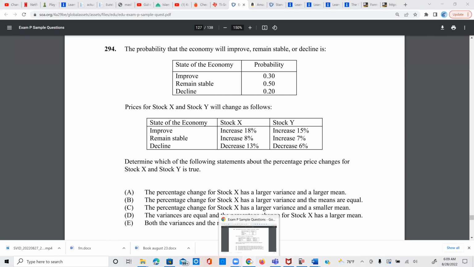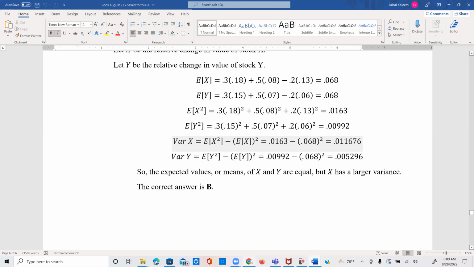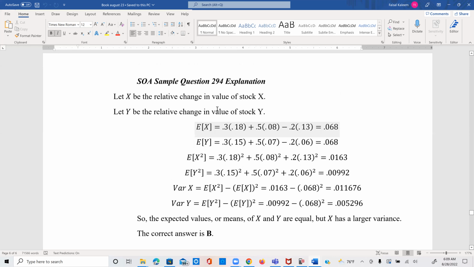So here you'll compare the expected value. The percentage change in stock X would be the expected value of X, because X was the percentage change or the relative change in stock X. So we see that for stock X and stock Y, the relative changes are exactly the same, 0.068, which means both change by a percentage of 6.8%. So these changes are equal for both the stocks.